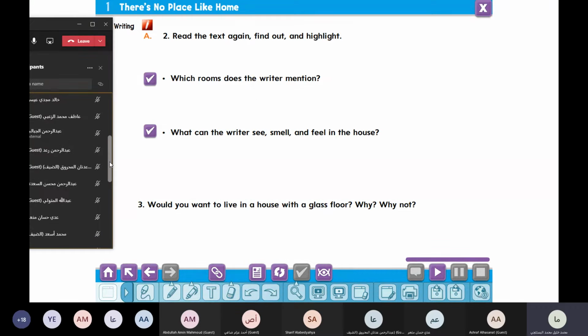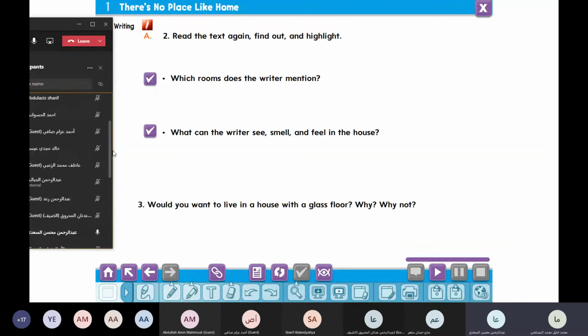Abdurrahman Saadi, read please. Yes, teacher. Which rooms does the writer mention? Good. Now, which rooms does the writer mention? Look at the 4th paragraph. I think he talked about what?